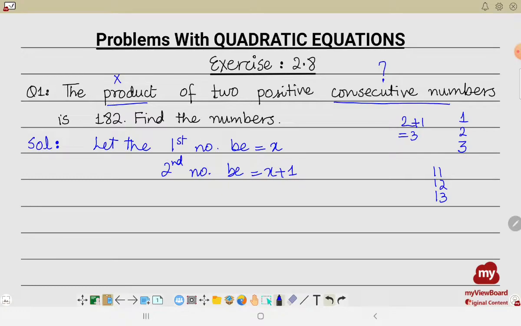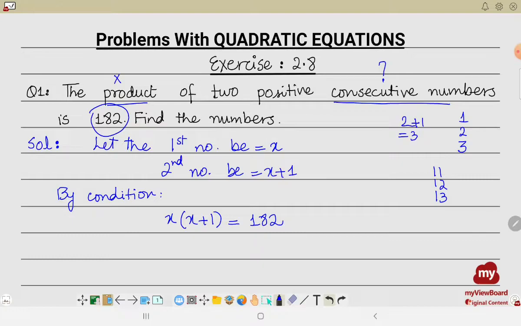Now we are supposed to take the product of these two numbers. So according to the given condition, we have to multiply the two numbers, and that is given to be 182. Let's read out the question again. The product of two positive consecutive numbers is 182. So we have considered the first number as x, the consecutive number will be x plus 1, and the product of these two numbers is 182.